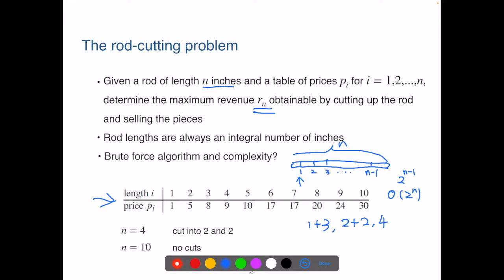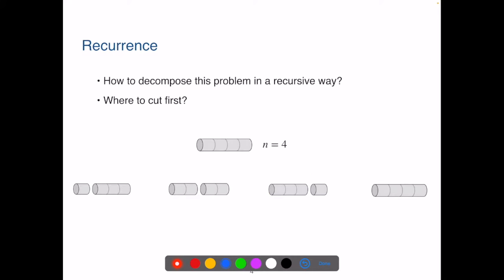Now let's see if we can use a dynamic programming algorithm to solve it. In order to design a dynamic programming solution, we need to first identify a recurrence relation. How can we decompose the problem into smaller subproblems, such that the optimal solutions to the subproblems also contribute to the optimal solution to the original problem?